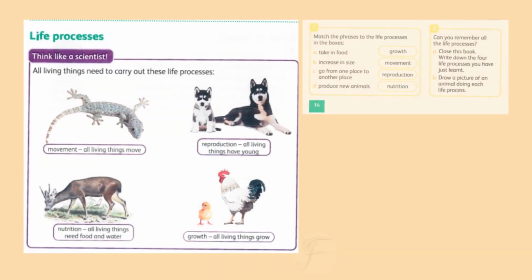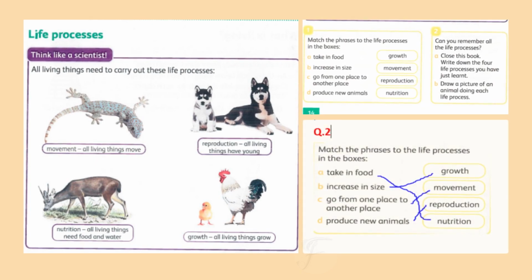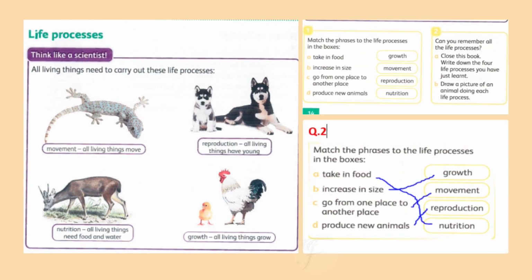Now, page number 14. You have to think like a scientist again. All living things need to carry out these life processes. Movement. All living things move. You can see the picture of this lizard. Reproduction. All living things have young. Nutrition. All living things need food and water. Growth. All living things grow.